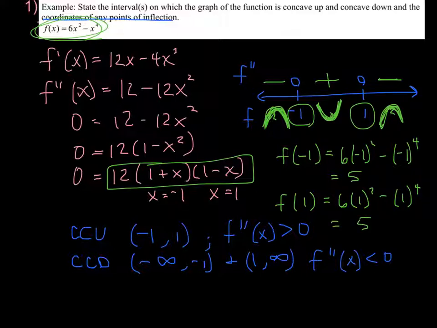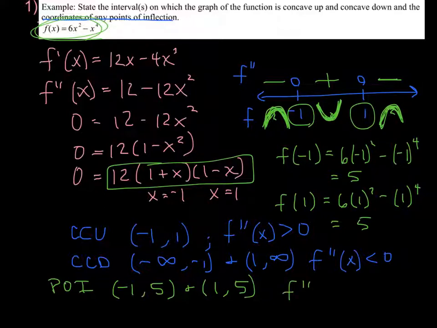So I would say my points of inflection would be at negative 1, 5 and at 1, 5. And the reason why, you can just make a general statement that they are points of inflection because f double prime changed sign.